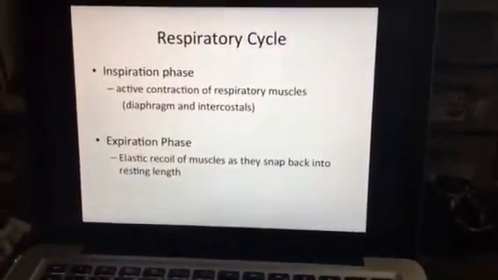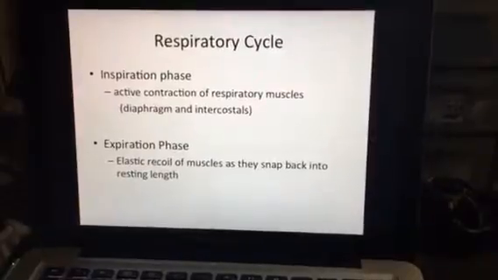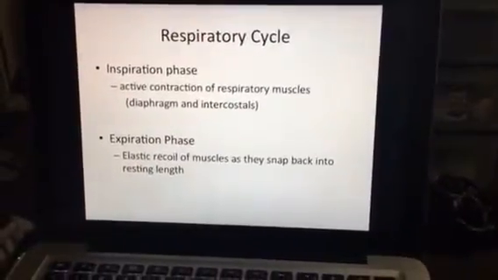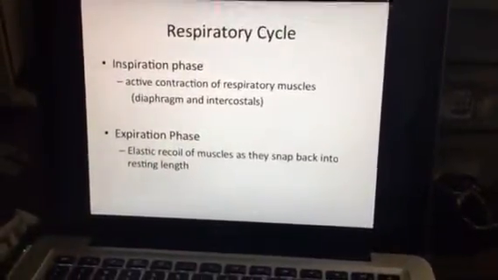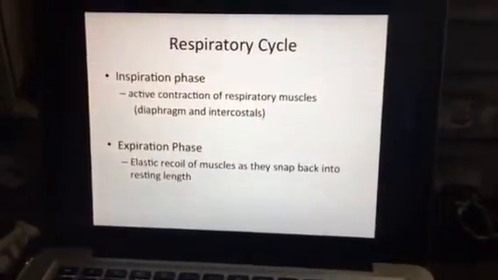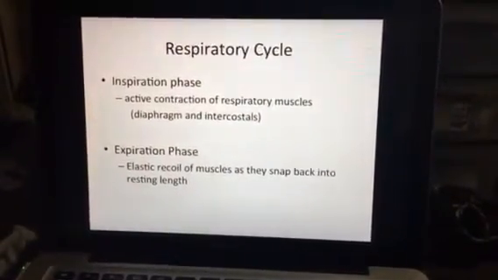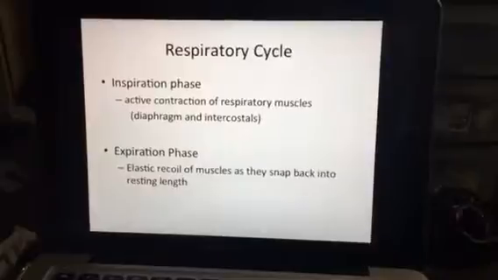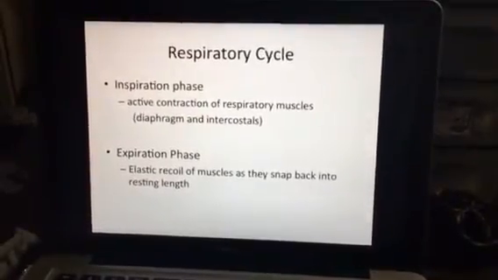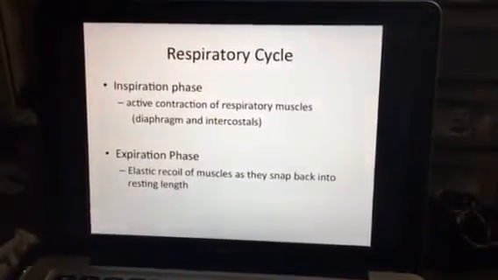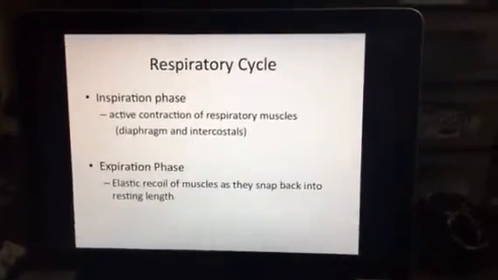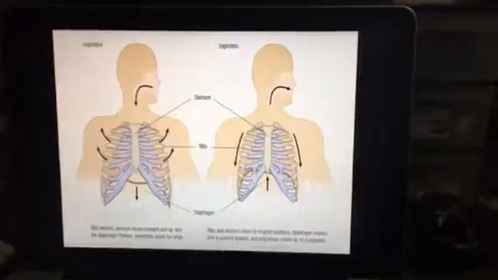Next, we're going to talk about the respiratory cycle. There are two phases: inspiration and expiration. Inspiration is active contraction of the respiratory muscles, which is the diaphragm and the intercostals. Expiration phase is the elastic recoil of muscles as they snap back into resting length. And I'll show you a picture of that right now.